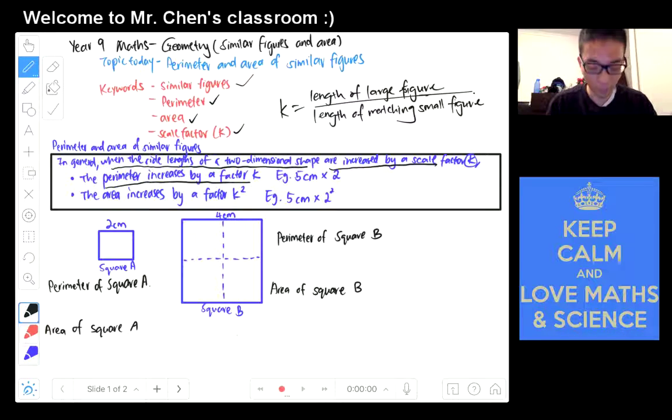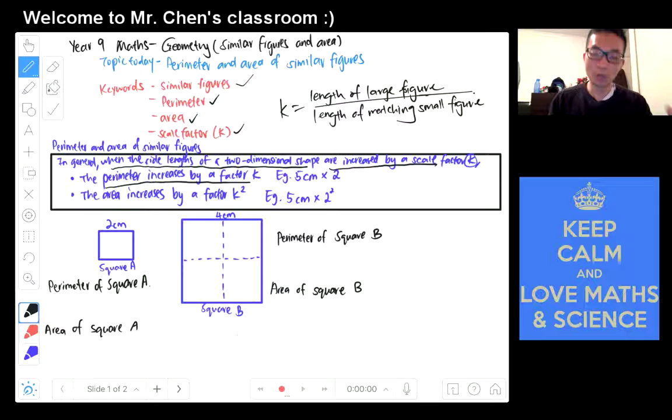So just for example, if the larger one is twice as big, what you need to do is multiply the perimeter of the original one by 2, because it's twice as big, and you should get the answer for the perimeter of the bigger one without even calculating the whole thing. All you have to do is multiply by the scale factor.